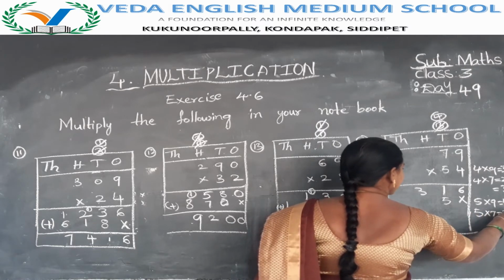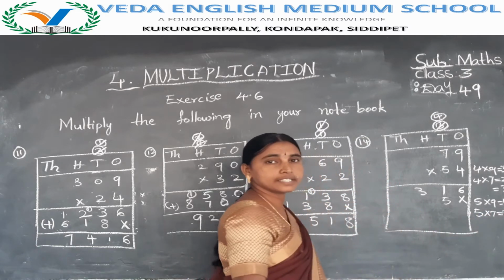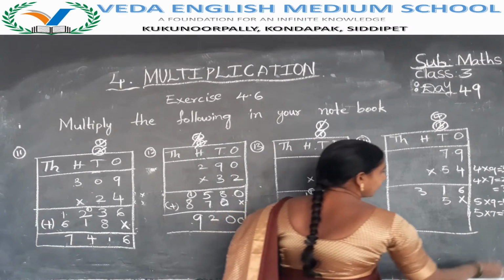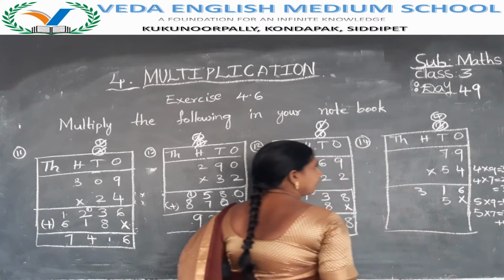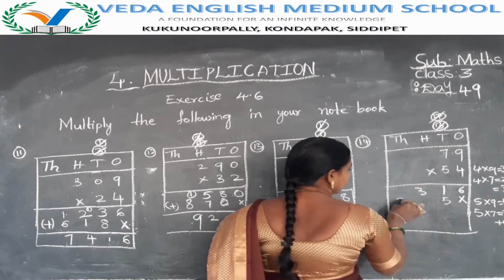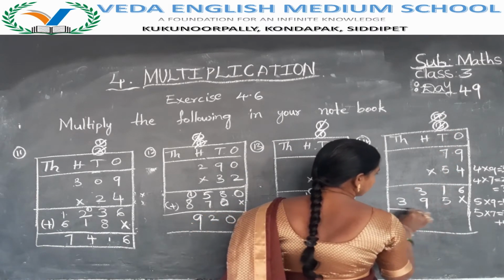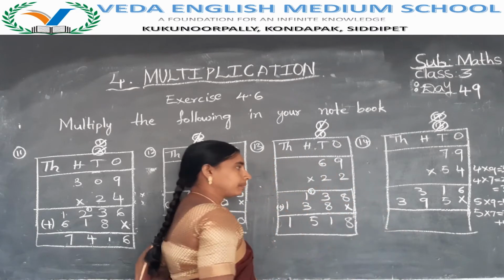5 7s are 35. But carry there. How much they carry? 4. 35 plus 4 is 39. So this over 39. So now add these two numbers.